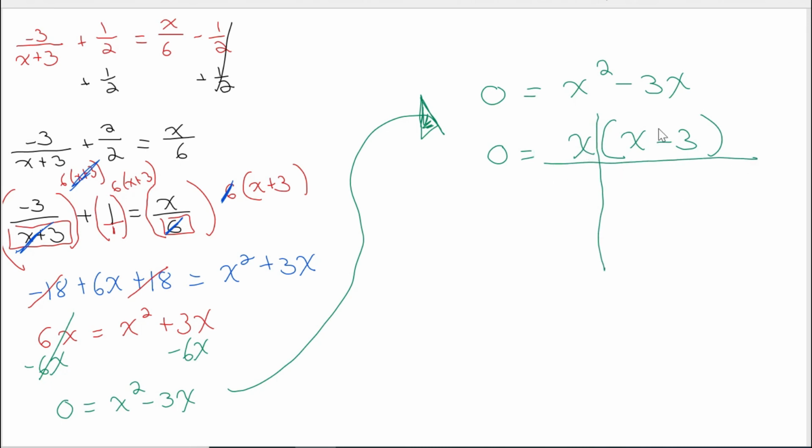So anything that you multiply to a variable is going to give me 0 because that's what I want. So 0 multiplied by any number will give me 0. So x was 0 here. And then I set this equal to 0. So x minus 3 equals 0. So I add 3, cancels out, add 3, and x equals 3. So my answers are x equals 0 and 3. That's my final answer.